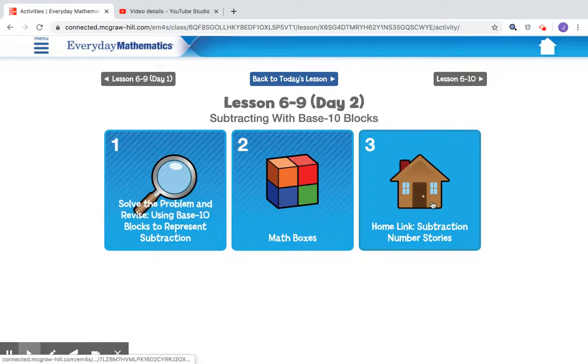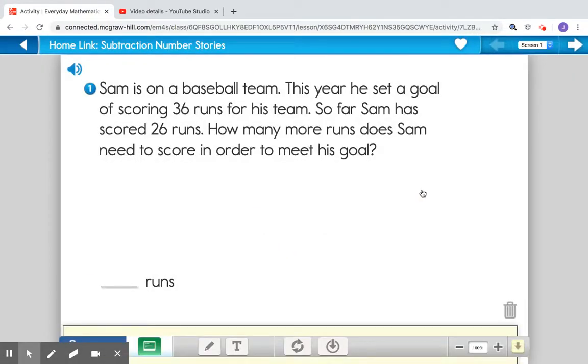And you're going to go into your home link, boys and girls, which are subtraction number stories. And boys and girls, you're going to work these problems out. I'm going to read them to you. Number 1 says, Sam is on a baseball team. This year, he set a goal of scoring 36 runs for his team. So his goal was he wanted to score 36. So far, Sam has scored 26 runs. How many more runs does Sam need to score in order to meet his goal?